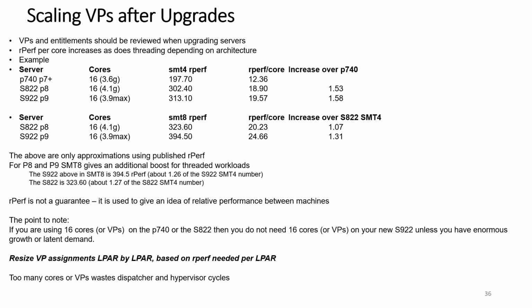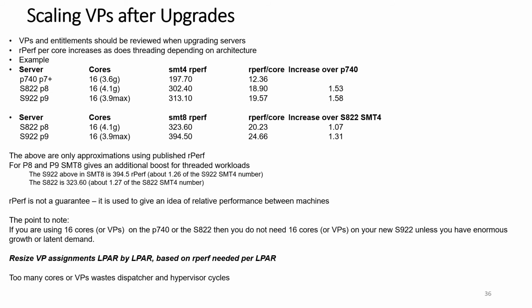Now, after you do an upgrade between technologies, you really should review your VPs and entitlements, particularly if you've got large LPARs. Depending on the architecture, you may have more threads and you'll definitely have more RPerf per core. So something that might have needed 16 cores on one technology is going to need maybe 12 on another technology. So use your RPerf numbers to get an idea of relative performance and figure out what you really need after you do the migration and do some resizing.